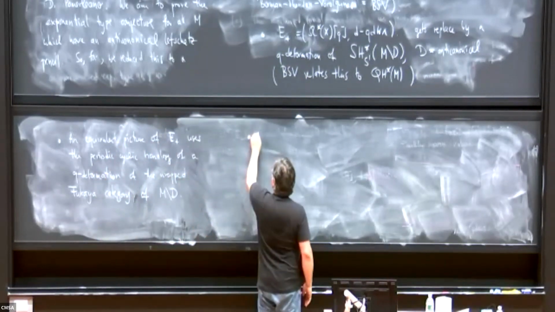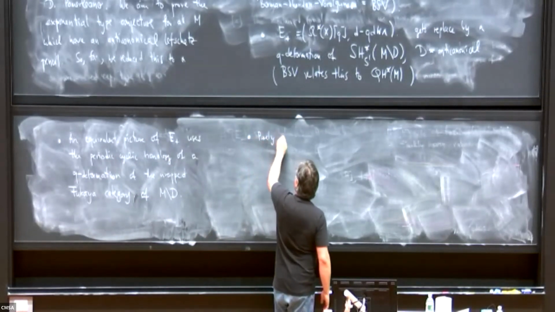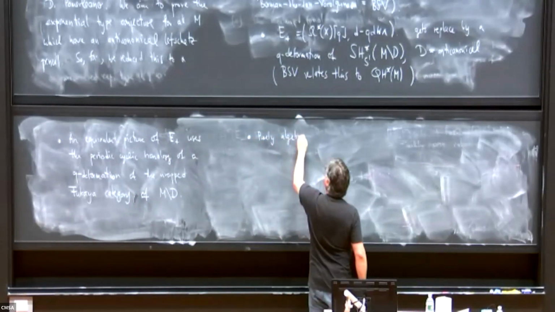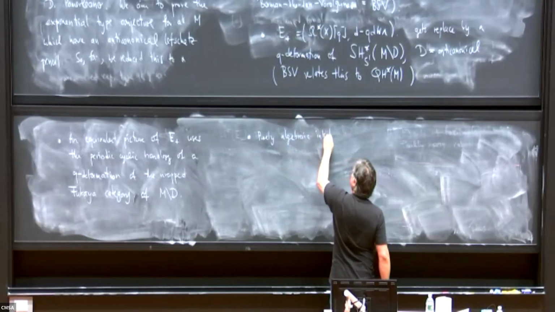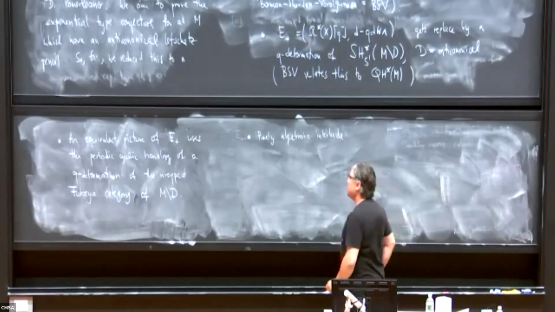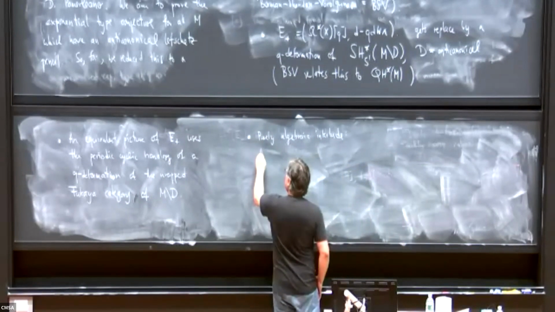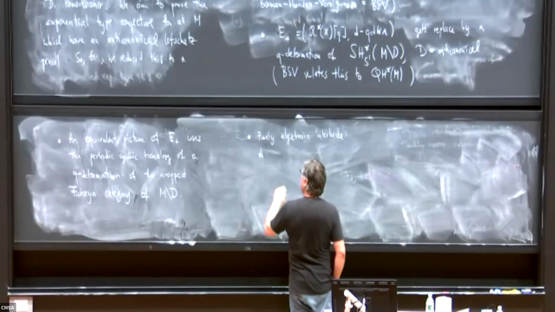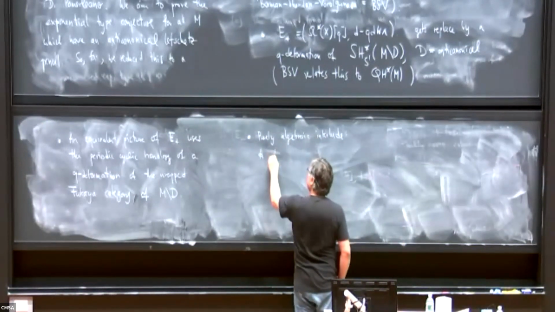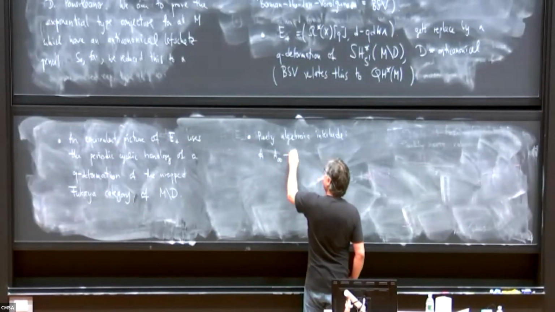Okay, so now there's a purely algebraic interlude, which is that if you have something like A, let's say it's a, well, I have to say the word at some point.